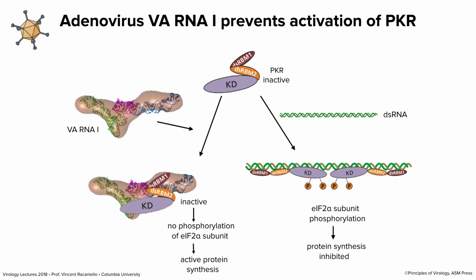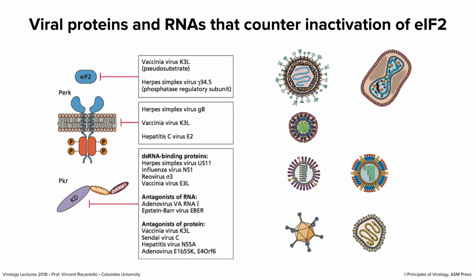And just to remind you, if there were no VA RNA present, the virus would be making double-stranded RNA, which would activate PKR, which would eventually shut off protein synthesis. As I said, every virus that we have studied has some antagonist of this pathway. It's that powerful. Here are some of them shown here. And the pathway is interfered with at multiple places by different viruses.